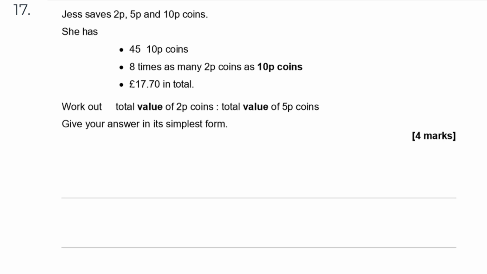Okay. Right, so let's just work this through then. So she's got 45 10p coins. And we have 8 times as many 2p coins as 10p coins. So in other words, she's got 45 times 8 2p coins, isn't she? What's 45 times 8? Well, that's double, double, and doubling again. So 45 double is 90, double it is 180, double it is 360. So 45 times 8 is 360. She's got 360 2p coins.